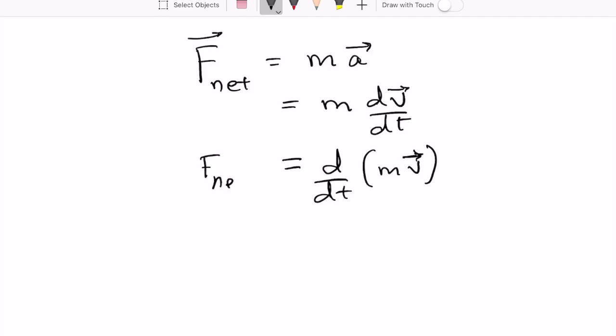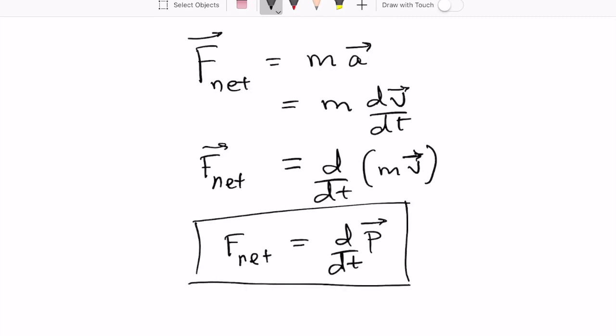F net equals d dt of mv, but we just saw that mv is the momentum. So F net is equal to d dt, or the derivative of the momentum. And so this is Newton's second law. Now you might say, what's the point of doing this? Like, what was wrong with F net equals mass times acceleration? Well, the advantage of doing this is that there might be systems where the mass is not constant.